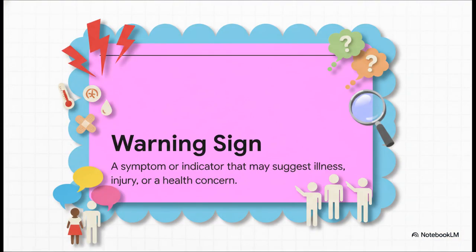A warning sign or symptom is a physical or emotional indicator that might suggest an illness, an injury, or a health concern. Fun fact, children under 8 actually really struggle to localize pain, meaning a tummy ache could literally be a symptom of a sore throat. That's exactly why teaching them this vocabulary is a vital part of personal health and safety education. They need the tools to tell you when a warning sign is flashing.